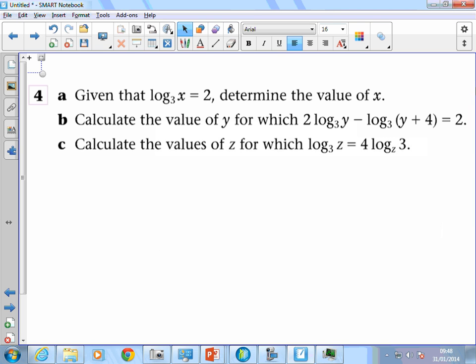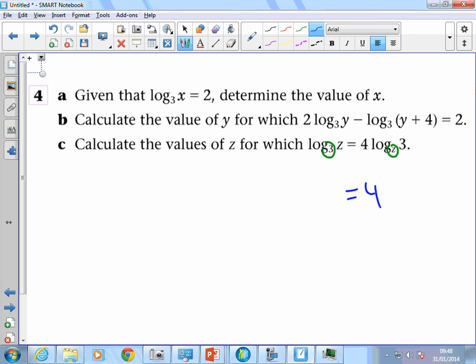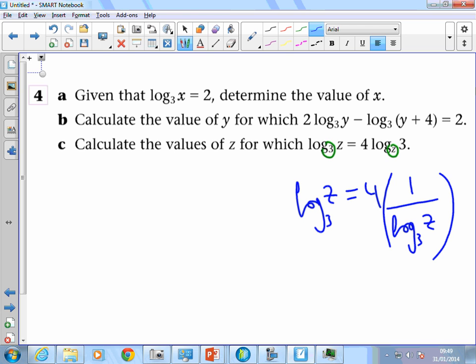So here the base is 3. Here, the base is z. Can't do anything about it until we swap over. So on the right-hand side, that is equal to 4. If I swap it over, it's going to be 1 over log with base 3 of z. Okay? And that is equal to log with base 3 of z on the right-hand side.